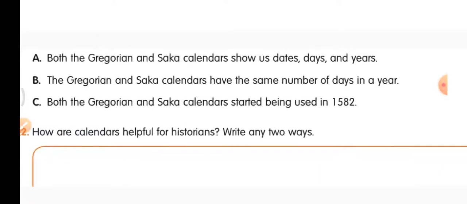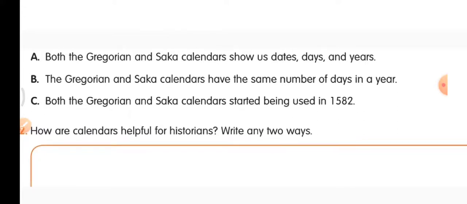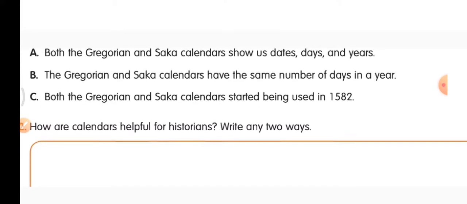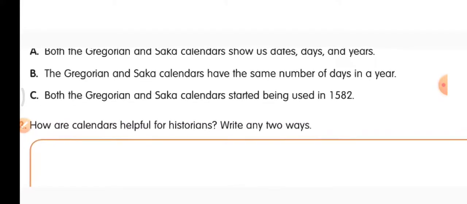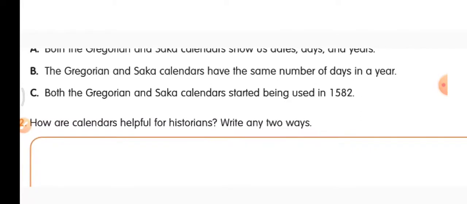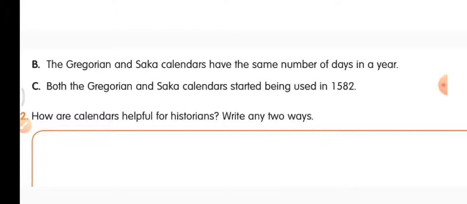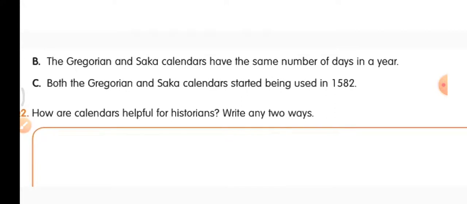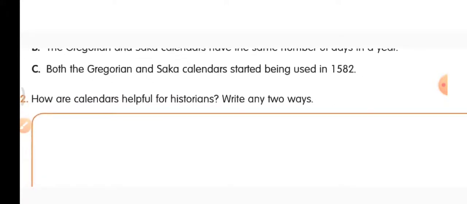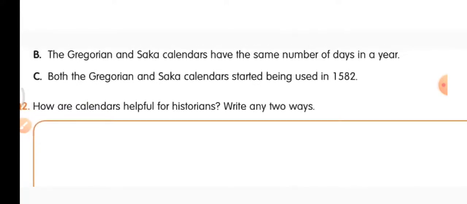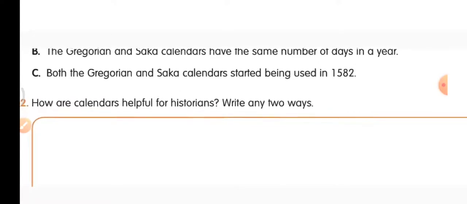Then C. Both the Gregorian and Saka calendars started being used in 1582. Did people start using these calendars at the same time? For this, please read the content book. Under the calendar, on the first page of this lesson, there are two paragraphs. You read that, then you'll get the answer. It is very clearly mentioned when the Gregorian calendar started, when the Saka calendar started, which one was earlier, and what was the next calendar.